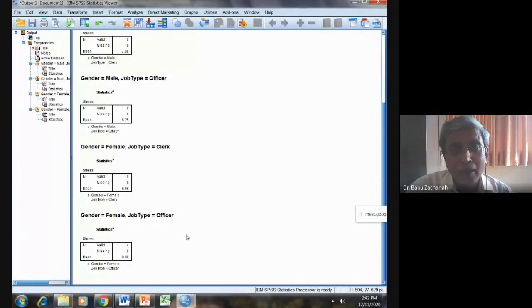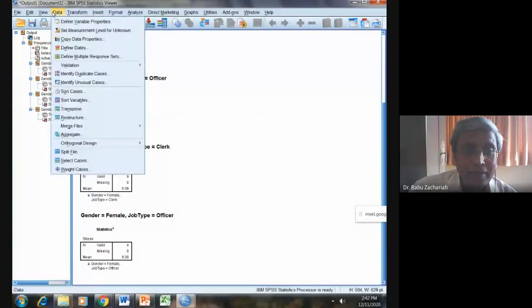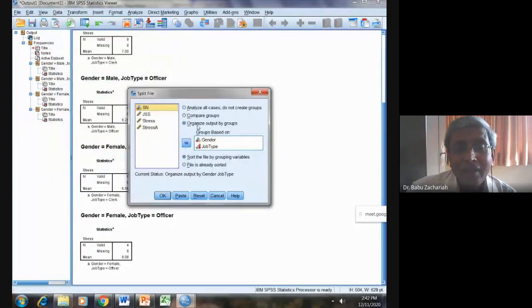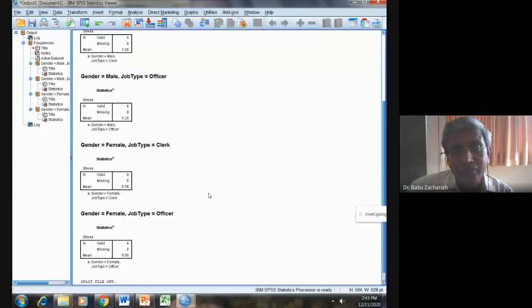Now please remember what I told you in the morning. After using split file, you must always remember to go back there and say, analyze all cases. Do not create groups. If not, all the subsequent analysis will have 4 outputs. To avoid that, give this command. Okay. So now that is nullified. Now the data will be treated as one single set. Now go to the next question.